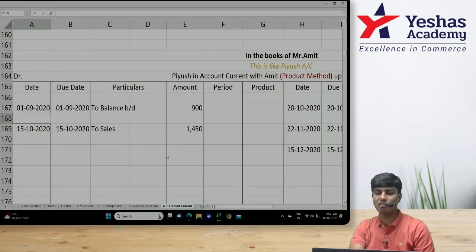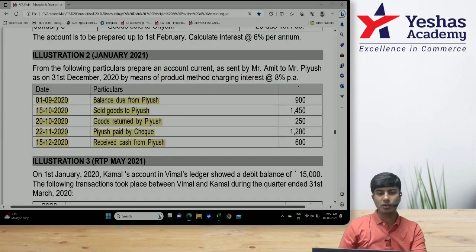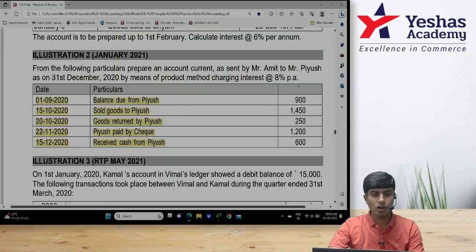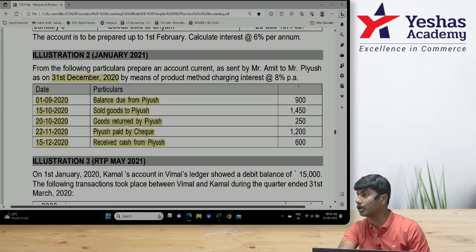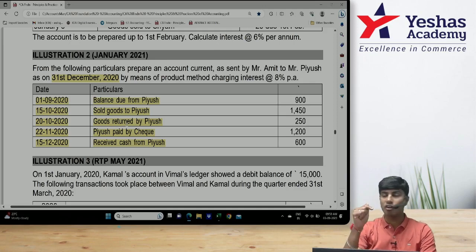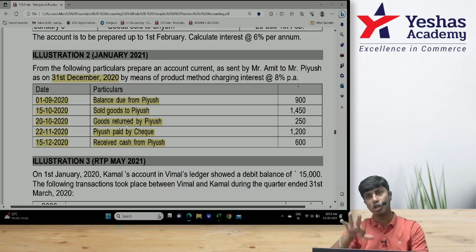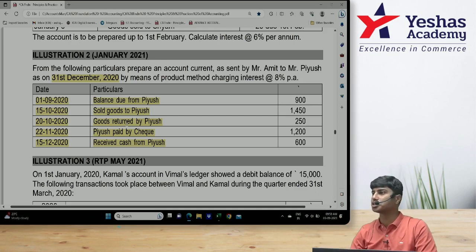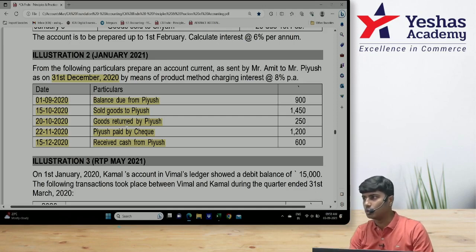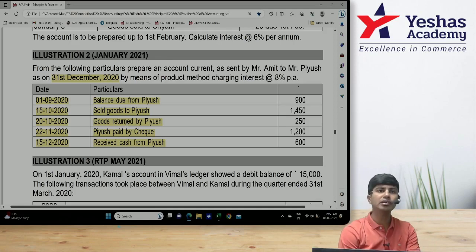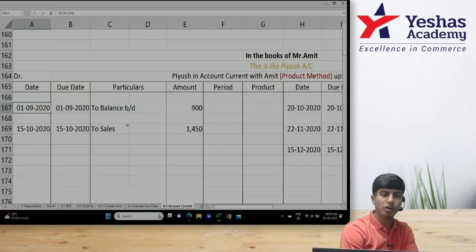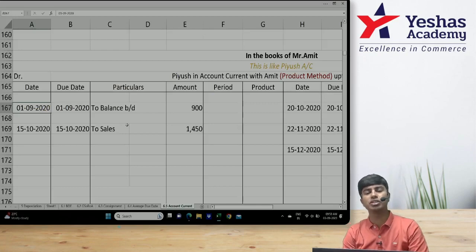Now, before that, shall we find the period? When are we preparing the account current? Account current is prepared on 31st December 2020. So from the date of the transaction, or the due date when it's available, to 31st of December 2020, we should compute the period. Shall we compute the period? Everyone's ready? Okay, come on. 1st of September to 31st of December. How many days?